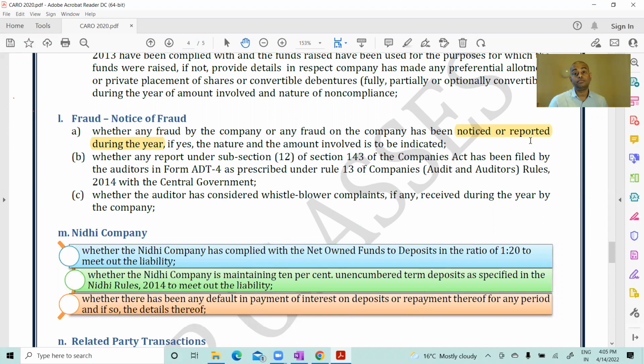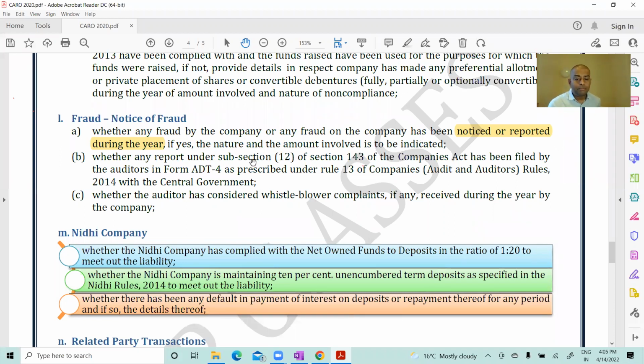Your external auditor. Someone already reported this fraud. Who is that someone? The internal auditor or the management. So the internal auditor or management already identified this fraud, noticed this fraud, reported this fraud. That report can be to the management, to those charged with governance, or to the audit committee. Then if yes, that means if there is any fraud, the nature and amount involved should be indicated.